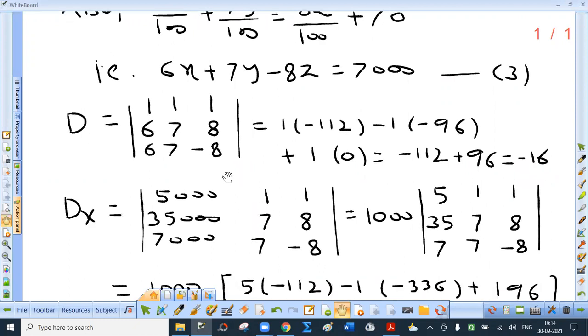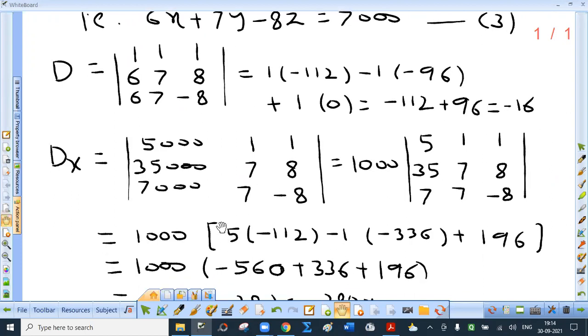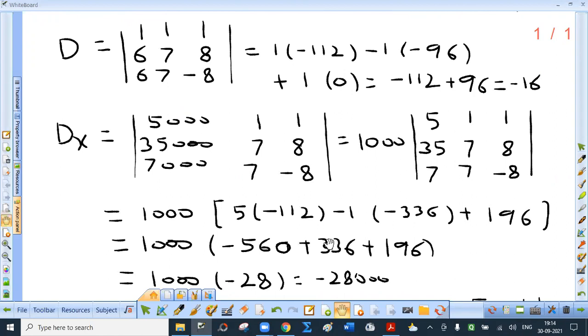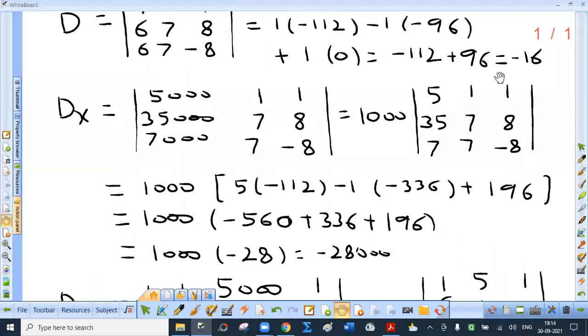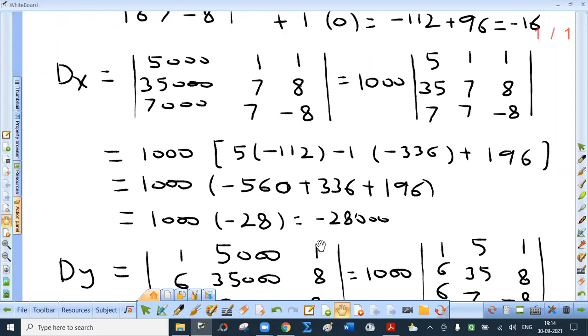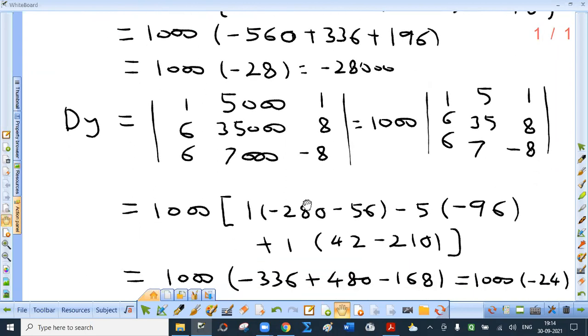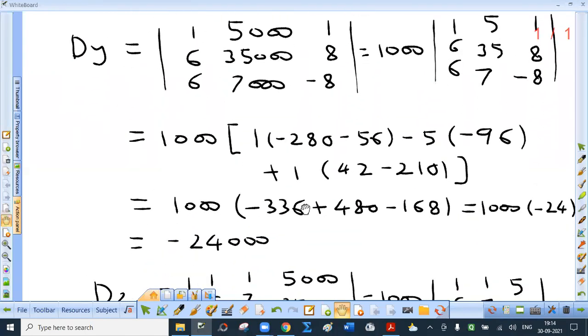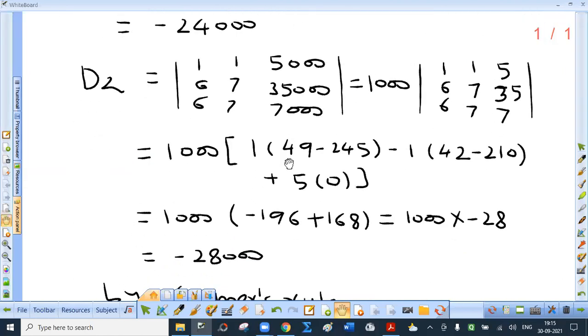Dx comes out to be, now when you expand, please take 1000 common. Otherwise also you'll get the answer, but it is better if we take 1000 common. So Dx comes out to be minus 28,000. D is minus 16. So Dx, Dy, Dz should be negative only because amounts of investment cannot be negative. Dy comes out to be minus 24,000. And Dz comes out to be minus 28,000.